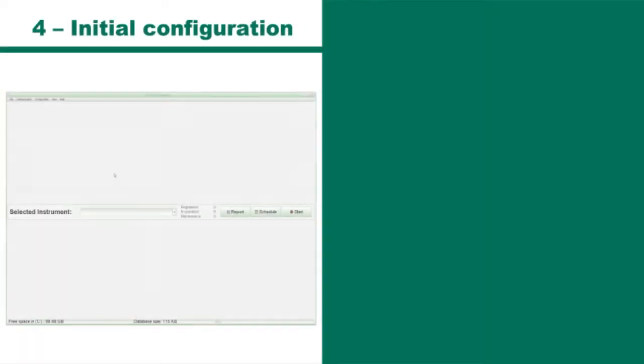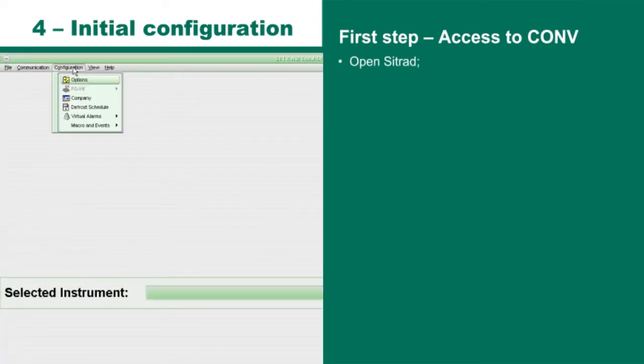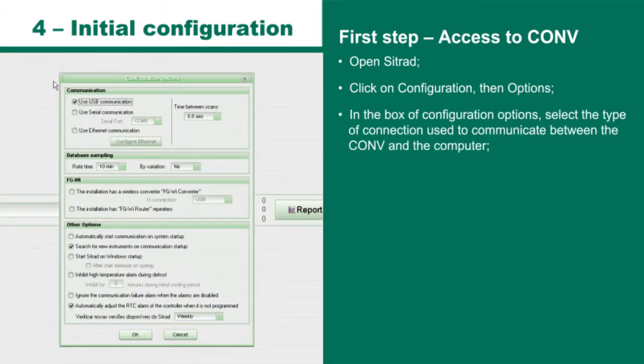Initial configuration. First step, access to the conv. With the conv connected to the computer and Sitrad running, click on Configuration and then Options. The Configuration Options box will be opened. Select the type of connection used to communicate between the conv and the computer, in this case, USB.